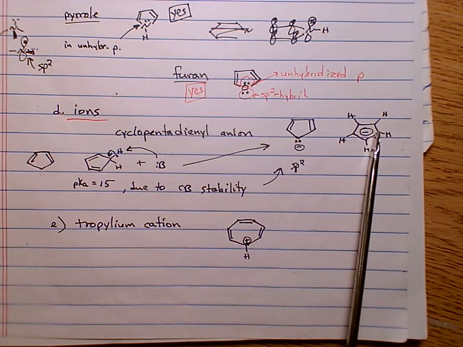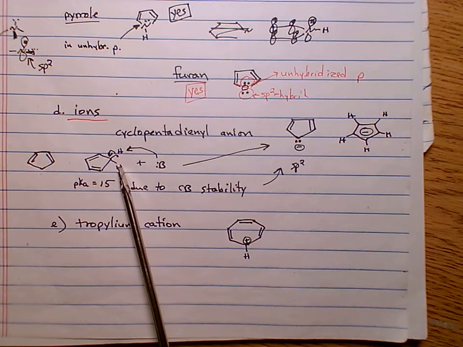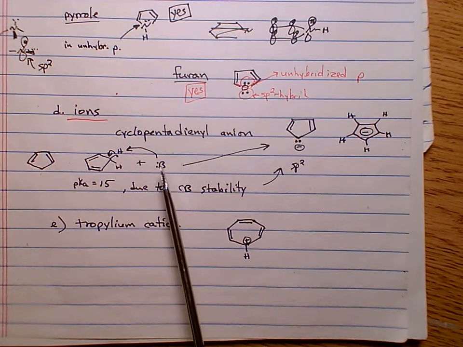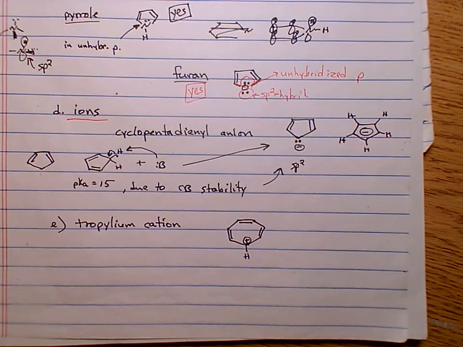And because things like to be aromatic, it's so stable, it turns out the pKa of these two protons is 15. Sodium hydroxide would do an excellent job of just coming in here and snagging that proton because the pKa is 15, because the product is so stable.